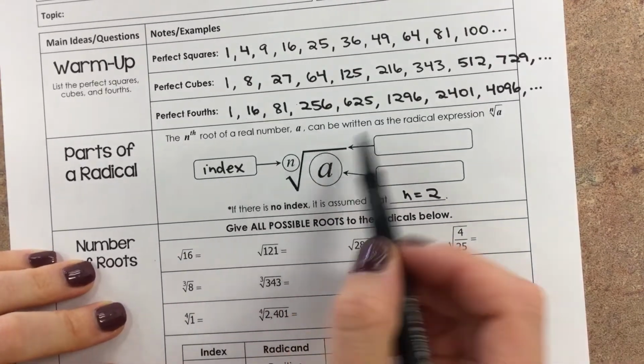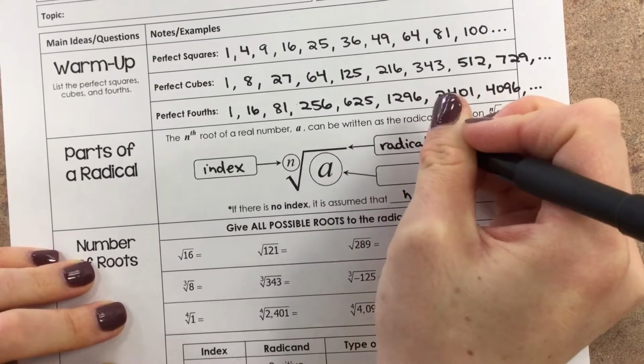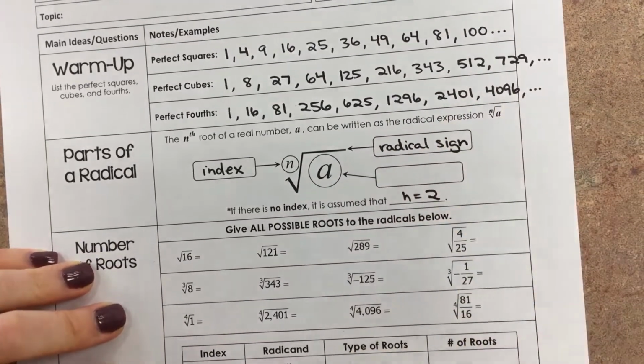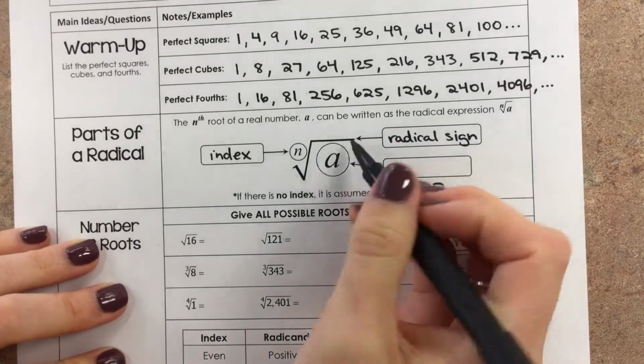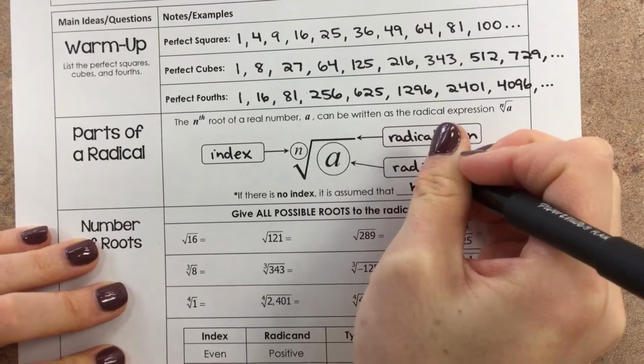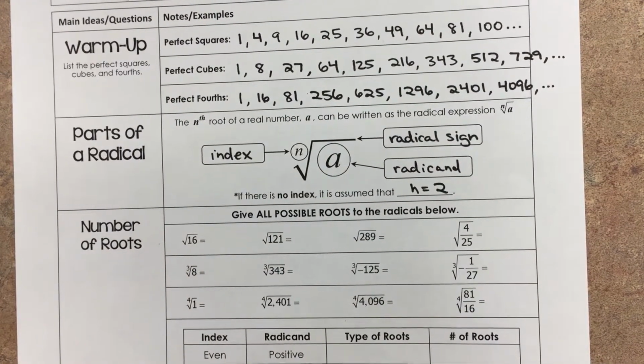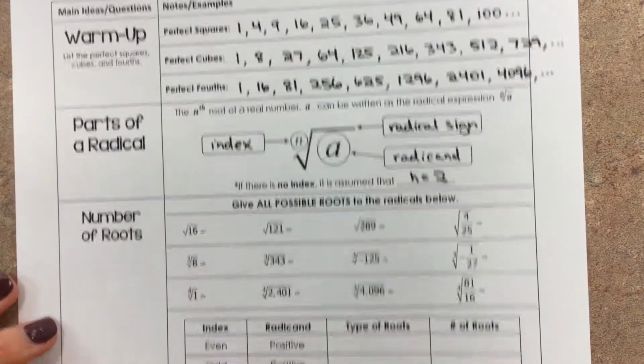The actual bar right here, we call that the radical sign. So you've probably heard things like, oh, under the radical sign, something like that. And then whatever actually is under the radical sign, we call that the radicand. So it could be a number, it could be an entire expression, but that's what you're actually taking the root of. All right, so let's do a couple quick.